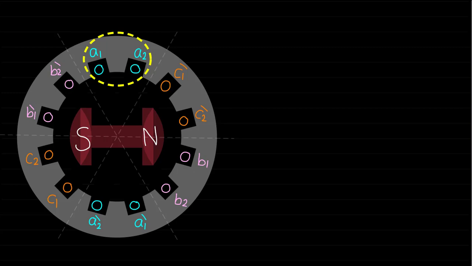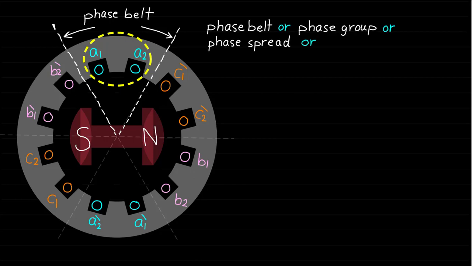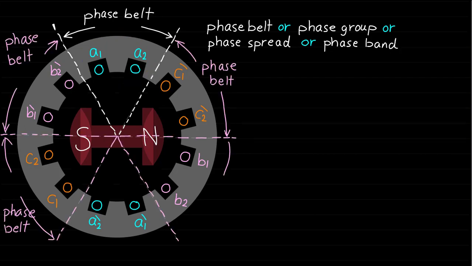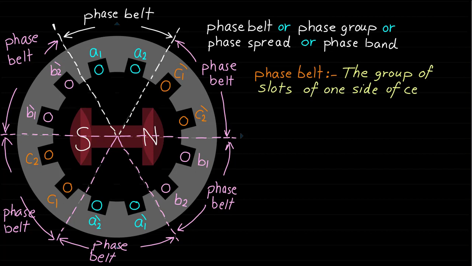Basically, these two coil sides of phase A, A1 and A2, which are surrounded by these two lines, are called a phase belt. These slot sides of phase A, A1 and A2, can also be called a phase group, phase spread, or phase band. As we can see in this 2-pole machine, there are 6 phase belts. In general, the phase belt can be defined as the group of slots of one side of a certain phase winding.